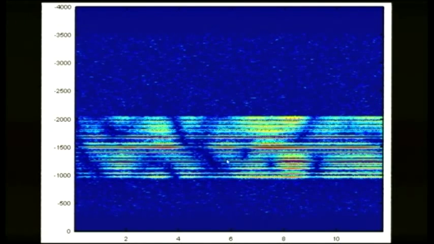And the channel's wiping out bits of it. That's the nature of HF radio. It tends to blot out bits of it for a little while, then it comes back, gets stronger, gets weaker. It's due to what's called multipath fading.